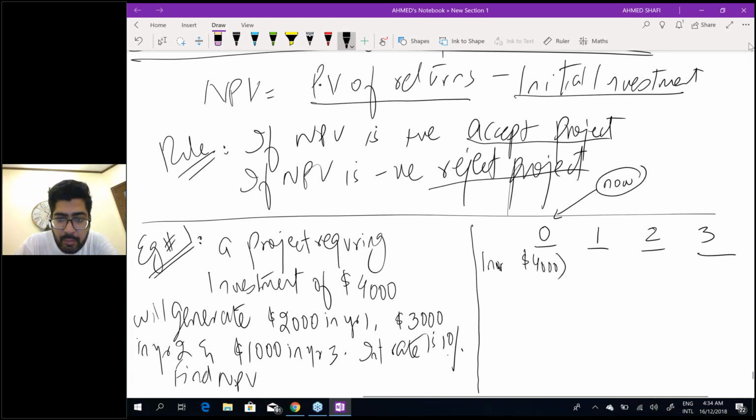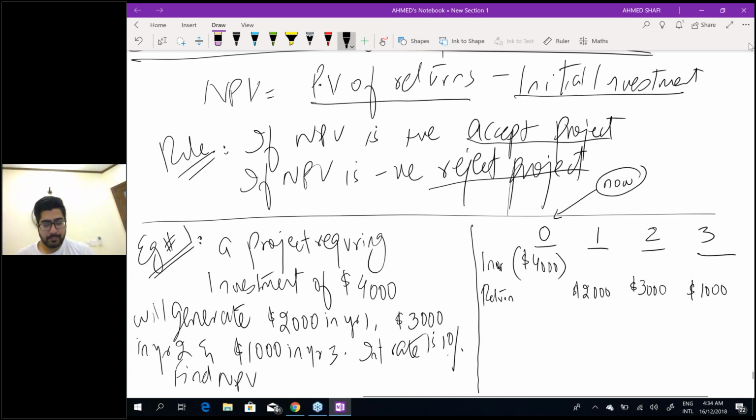Is it an outflow or inflow? Outflow. Will generate 2,000 in year 1. This is inflow, return. How much in year 1? 2,000 inflow. Year 2, 3,000. And year 3, 1,000. Is there any other inflow, outflow? No.